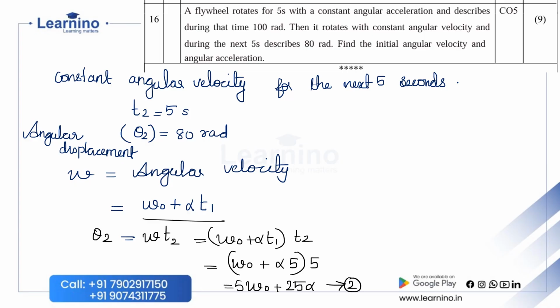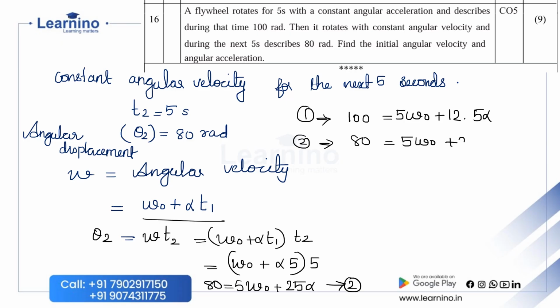So we are having two equations. The first equation is 100 is equal to 5 omega 0 plus 12.5 alpha, and the second equation, theta 2 they have given as 80, is 80 is equal to 5 omega 0 plus 25 alpha. Okay, so what we need to do? We need to subtract this equation, that is 1 minus 2.